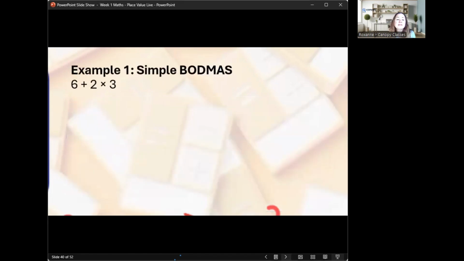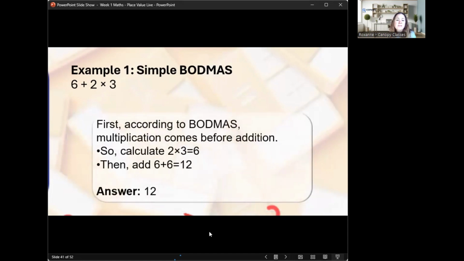Okay, we've got 6 plus 2 times 3. So in our heads, we might just jump to the fact that 6 plus 2 is 8, times 3 is 24. But sadly, that wouldn't get us the right answer. With BODMAS, we need to do the multiplication before we do the addition. So this is so that we always end up with the right answer.